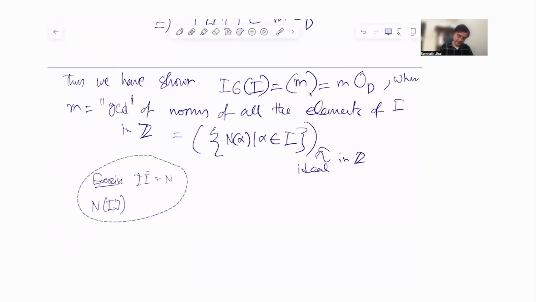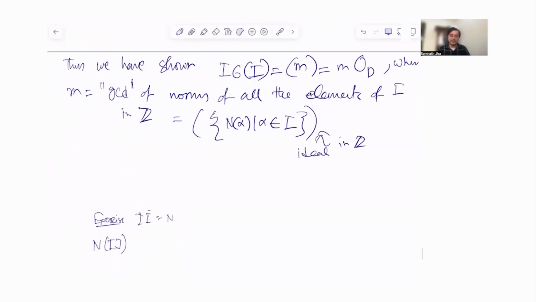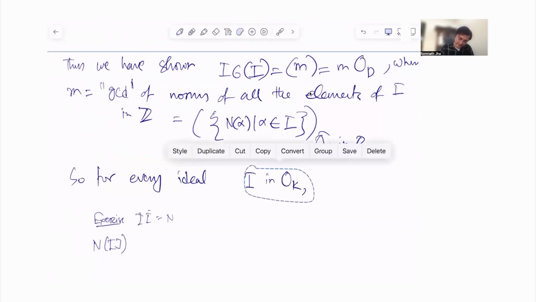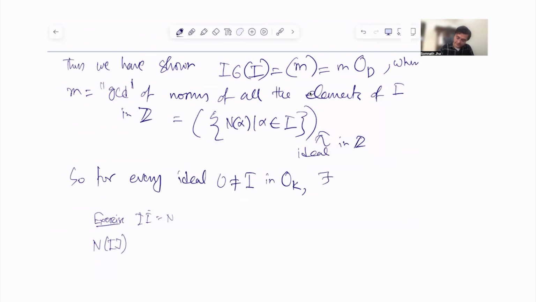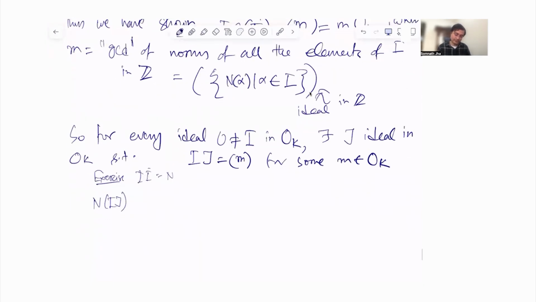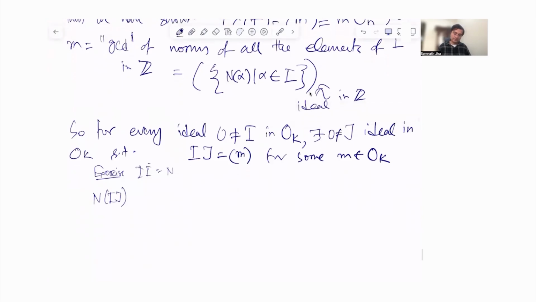So the exercise is actually: for every non-zero ideal I, there exists an ideal J such that I times J equals M, or some M, that is again non-zero. So M is of course also non-zero.